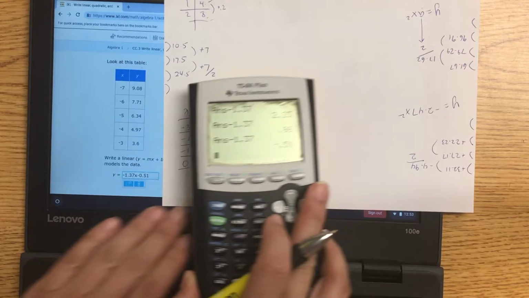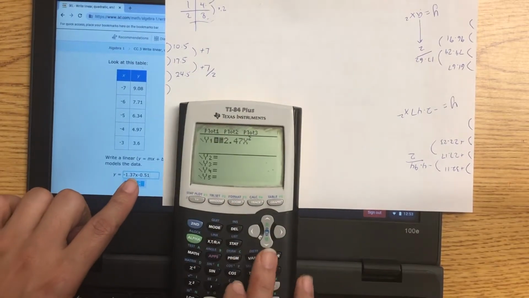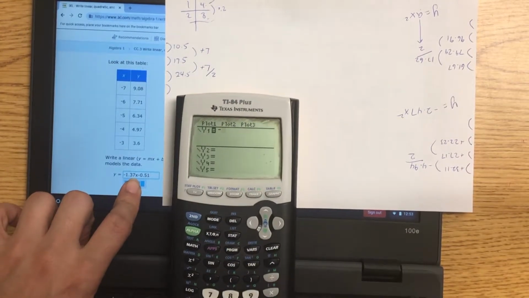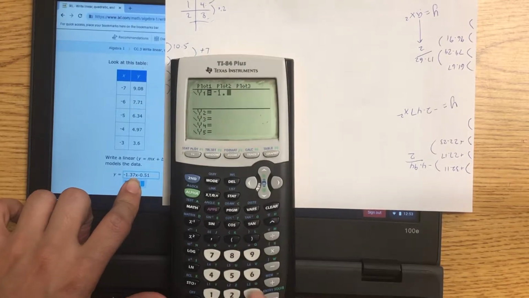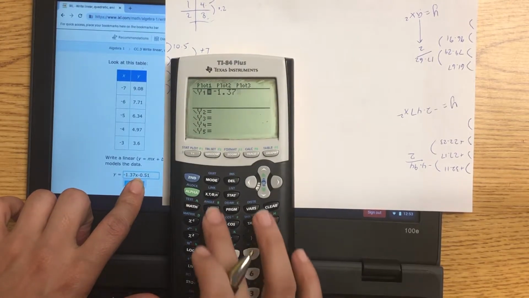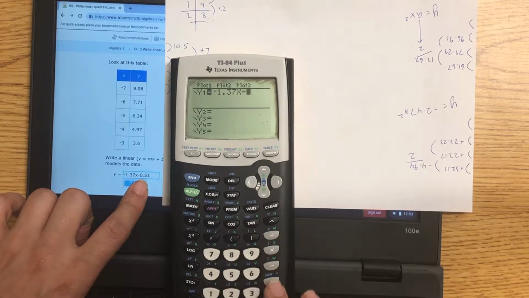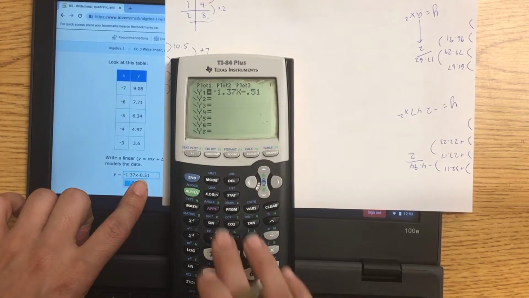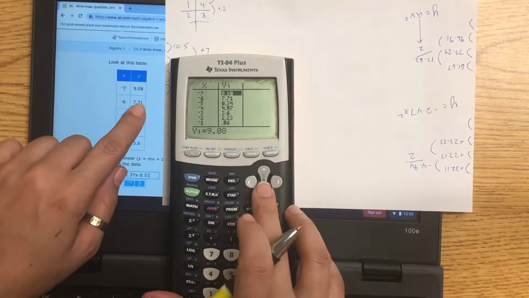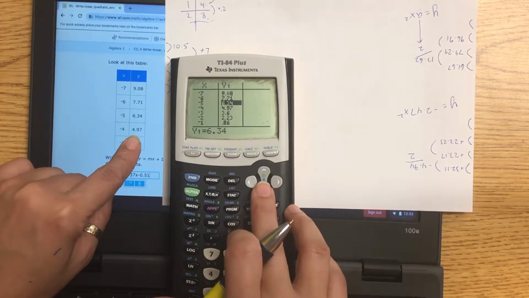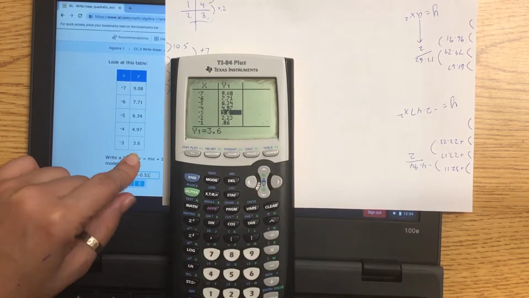So it's going to be negative 0.51. Now, I'm going to check this because this one is a little complicated. So y equals negative 1.37 x minus 0.51. Second table, and we're starting at negative 7: 9.08, 7.71, 6.34, 4.97, 3.6. So I'm good.